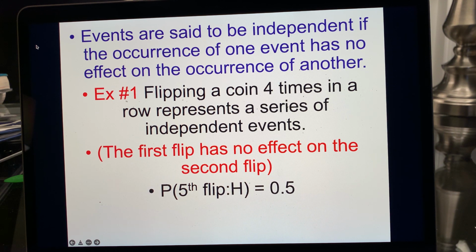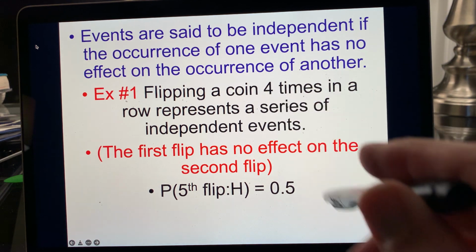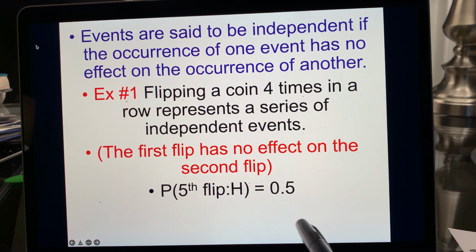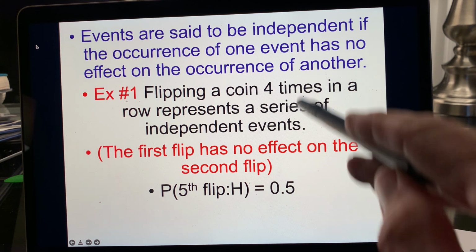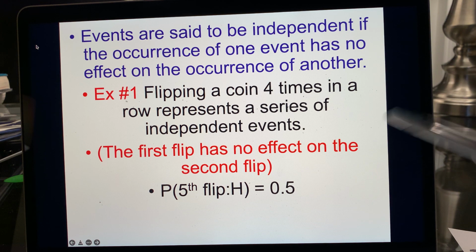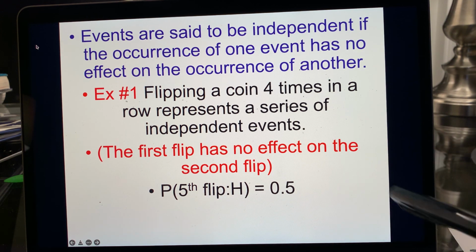So that first example on our sheet, example 1: a coin is tossed 4 times. What is the probability that on the 5th toss you flip heads? Well, it stays 1/2, it stays 0.5, because the previous 4 flips have nothing to do with it. That 5th flip is an independent event.